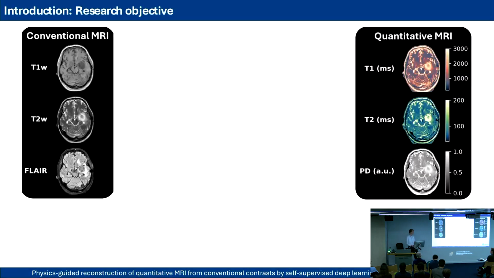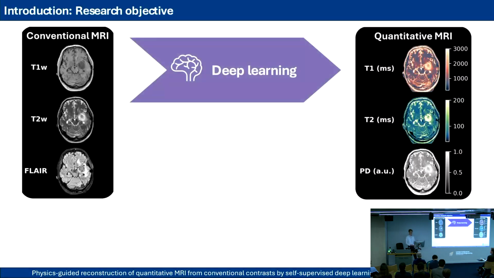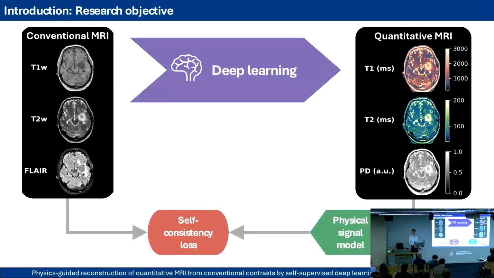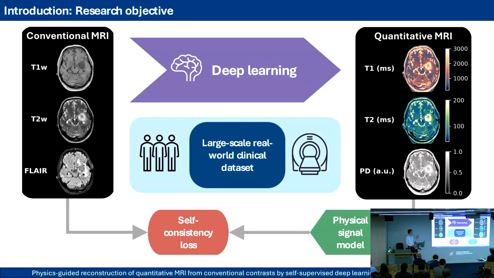But what if you could break out of this cycle and retrospectively transform the widely available conventional MRI that's available in almost every hospital into quantitative MRI using deep learning? We aim to do that using a physics-guided self-supervised approach by directly integrating a physical signal model into the training objective. And because we don't require any paired conventional and quantitative MRI data, we can train our model on real-world large-scale clinical data sets that are available, of course.